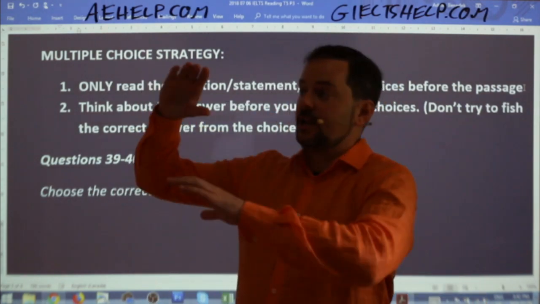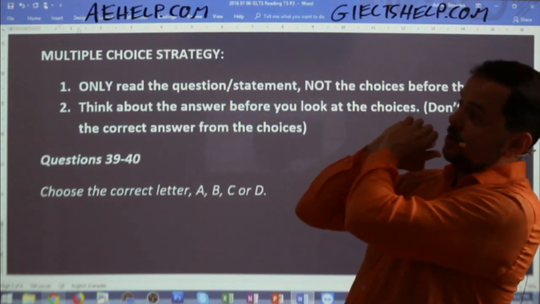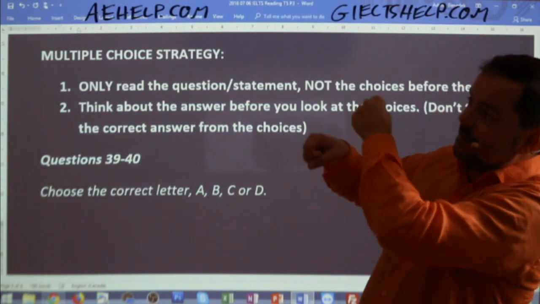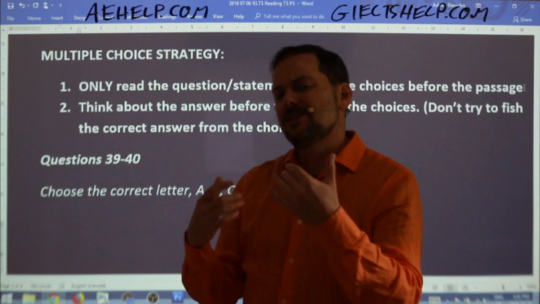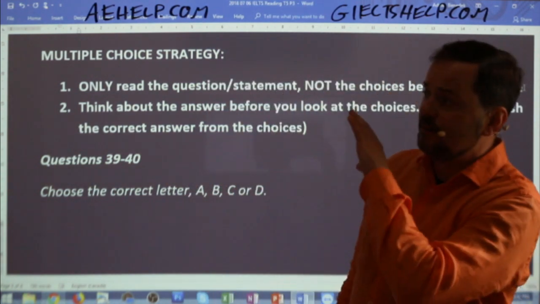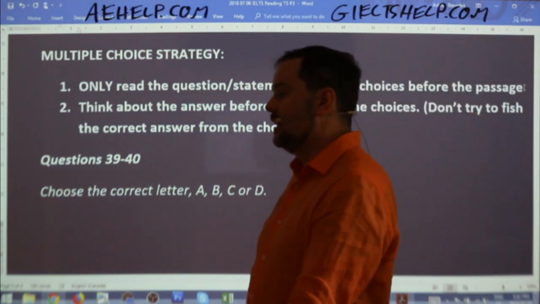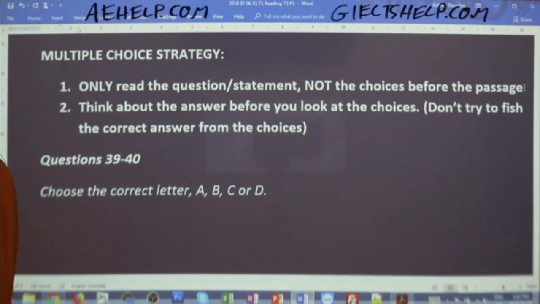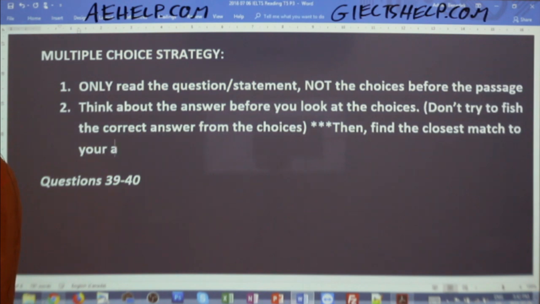So don't think, okay, here's my choice 1, 2, 3, and I'm gonna zip, throw out my fishing line, and hopefully I'll catch the right choice, and then zip, zip, zip, I'll reel it in, and I got that mark. It's not a good idea. No, you should already see that fish. You should see the correct choice before you choose it. So decide what the answer is, and then find the correct match. So think about the answer before you look at the choice, then find the closest match to your answer, okay?